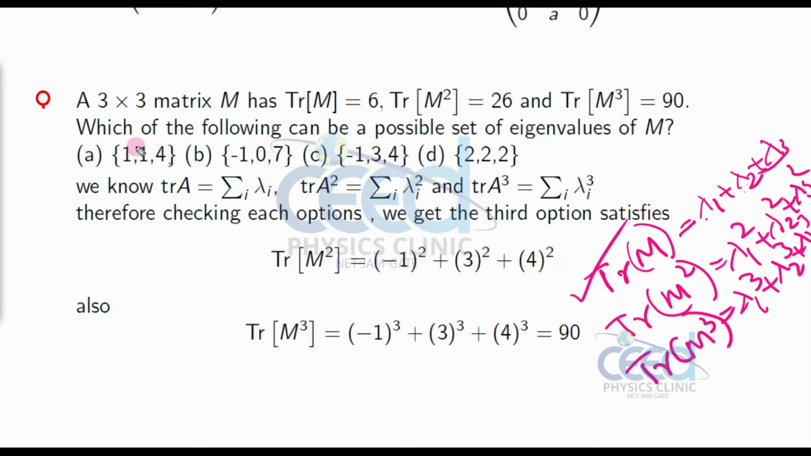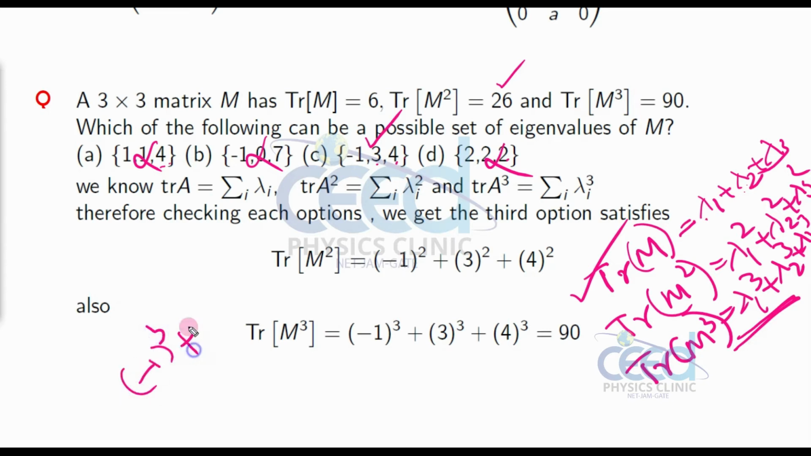Second condition: trace of M square is equal to the sum of eigenvalue squares. Suppose this is the set, then 1 square plus 1 square plus 4 square, that is 18, right? So 18, but here it is given 26, so this is not the answer. Here minus 1 square, that is 1, plus 9 plus 16, that is 26, so this results in trace M square equal to 26. And when you square and add 2, 2, 2, that is 12, so this is not the answer.